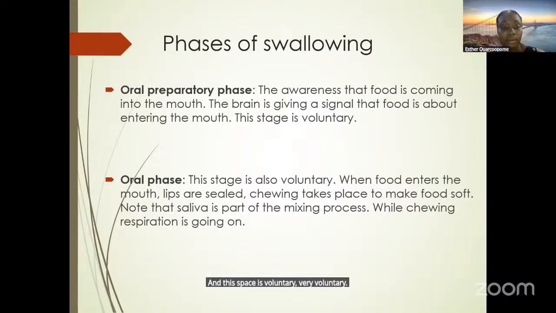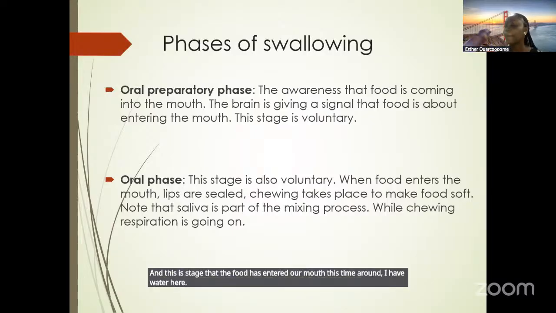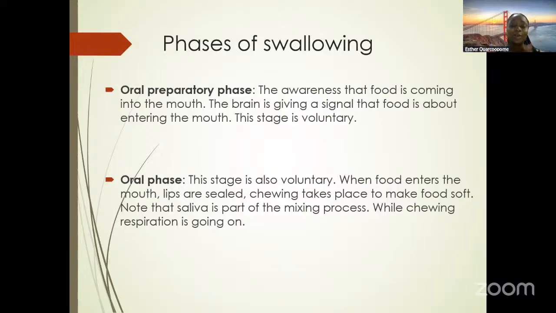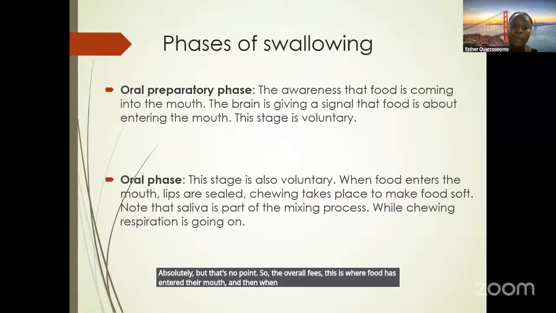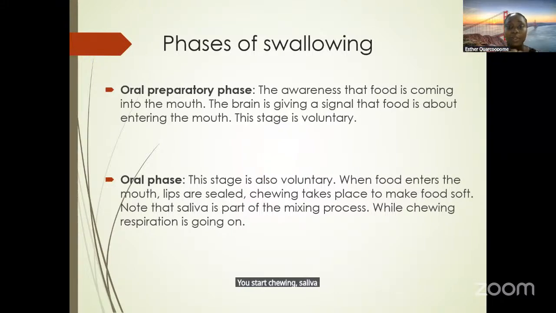And the second phase is the oral phase. And this is the stage where the food has entered our mouth. This time I want to have water here. I've swallowed, but that is not bad. So the oral phase, this is where food has entered the mouth. And then when food enters your mouth, your lips are sealed, you start chewing, saliva is mixing the food so that the food becomes soft enough for you to swallow.